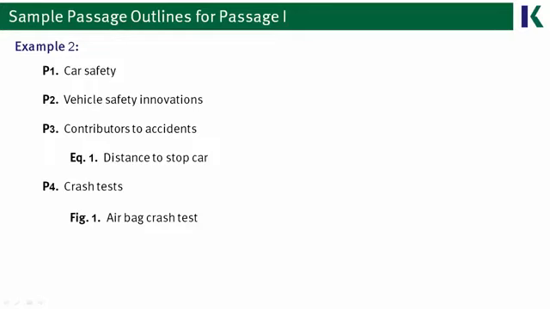But it's also a great passage outline because whoever wrote this, presumably, still read strategically, noticed what they needed to notice, and in their own language, it was enough to write just car safety for paragraph 1, or just crash tests on paragraph 4, or just distance to stop car for equation 1. And this will be just as useful for whoever wrote it as the other ones we've seen.